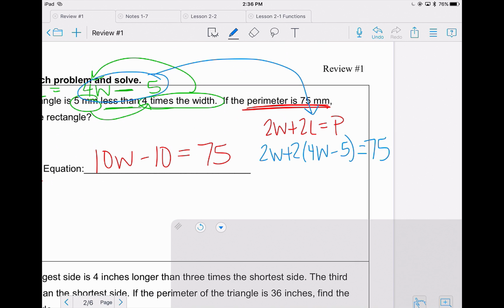And then plug in your perimeter and solve. You will get the same thing. I just think it's easier to label the picture and add them all up by hand.